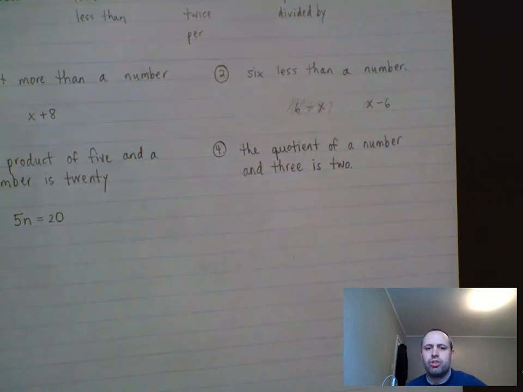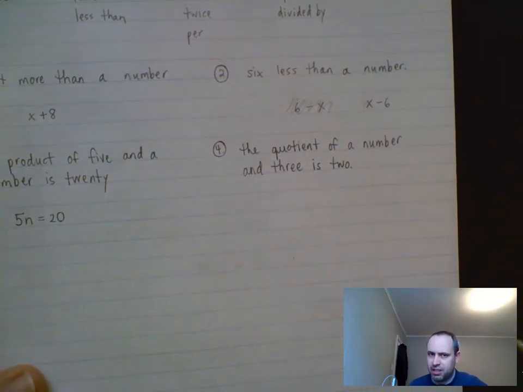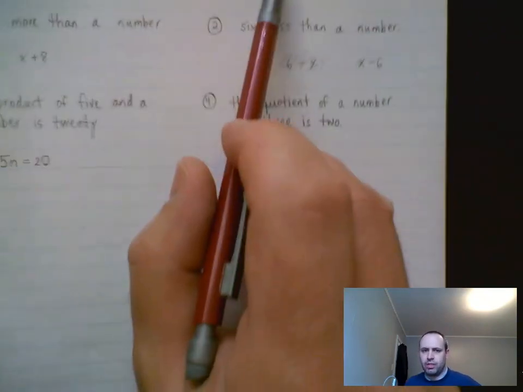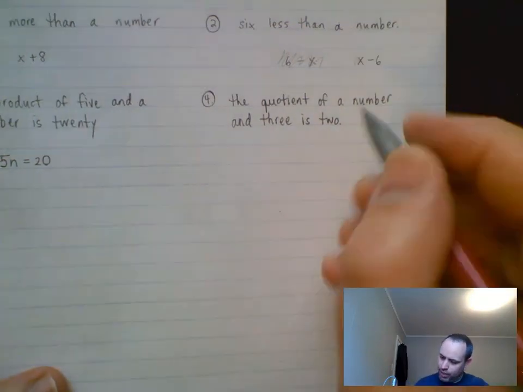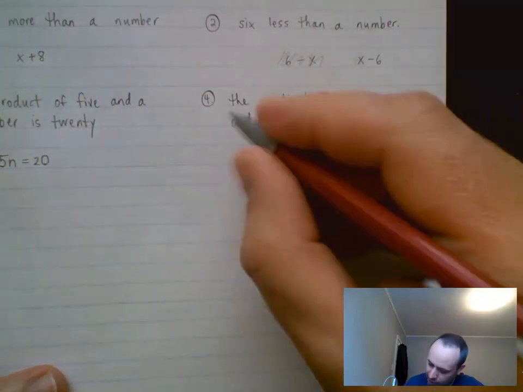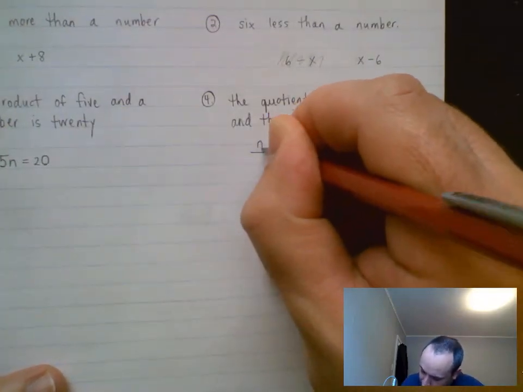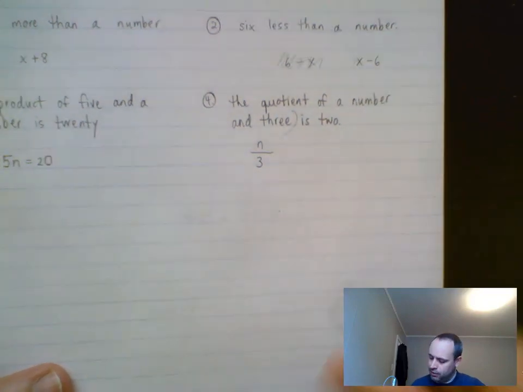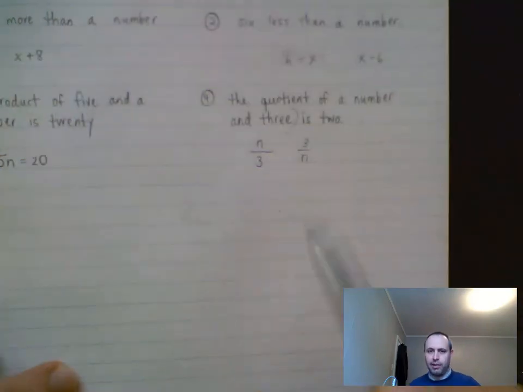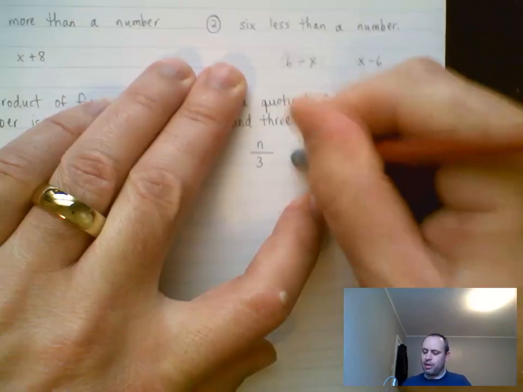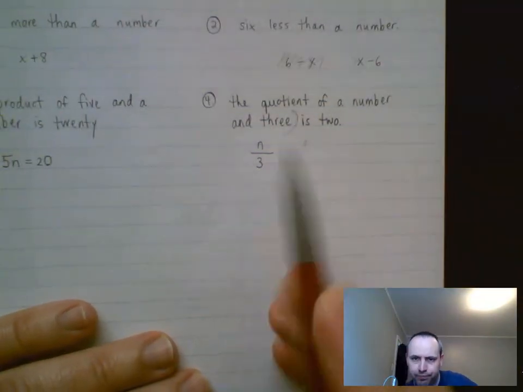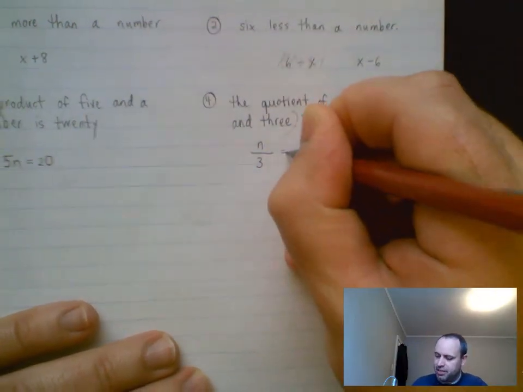All right, so the quotient means divide. If you look up at the top here, quotient means division. So the quotient of a number and 3, let's just stop right there. So quotient means division. So we have a number and 3, okay? Not 3 and a number. That would be the quotient of 3 and a number. But when it says the quotient of a number and 3, it would be a number divided by 3, is 2. So that means it equals 2.